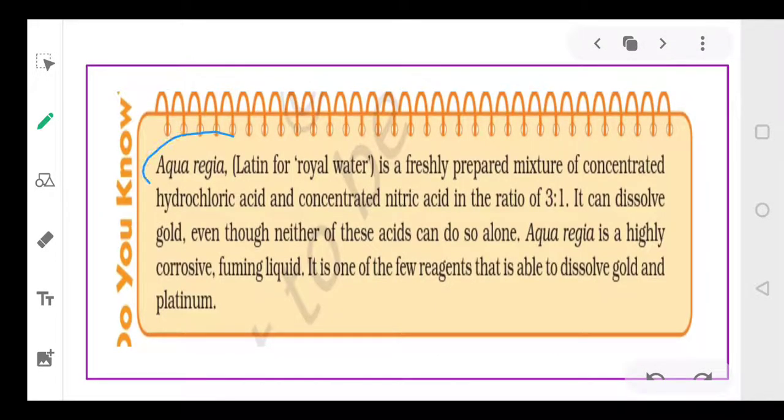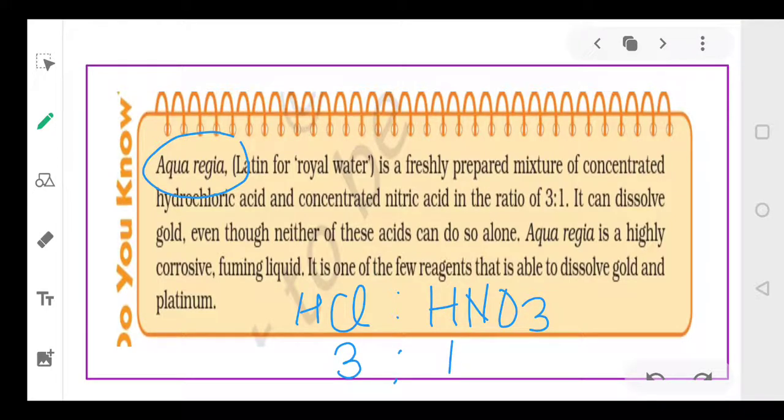Now have you heard a term aqua regia or royal water? Anybody of you have you heard this term? Royal water, aqua regia. No? Okay, see, this is basically a mixture of two acids. One is HCl and another is HNO3, nitric acid. This is a mixture of two acids in the ratio 3:1, that is 3 parts of hydrochloric acid plus 1 part of nitric acid, and this mixture will be called aqua regia.